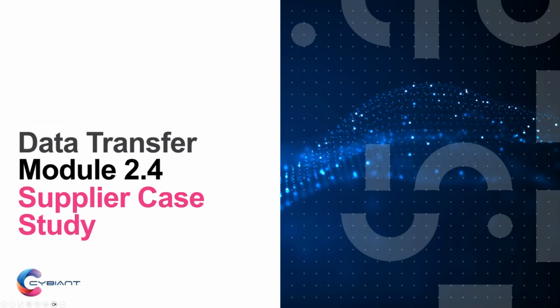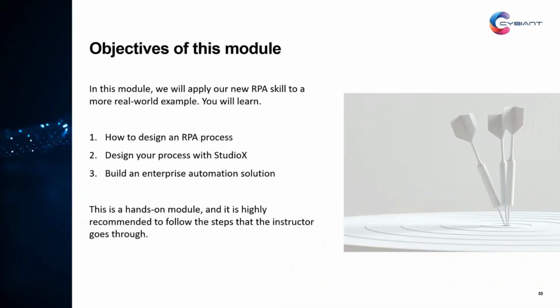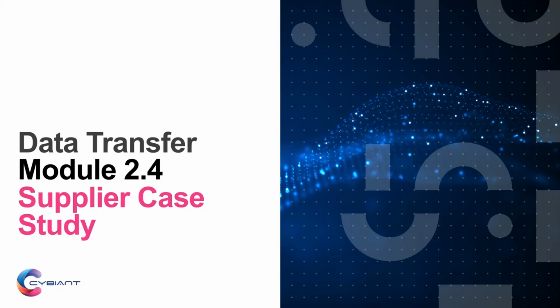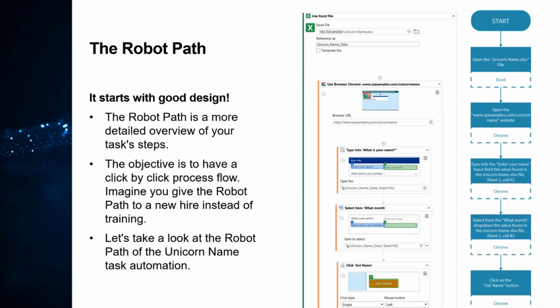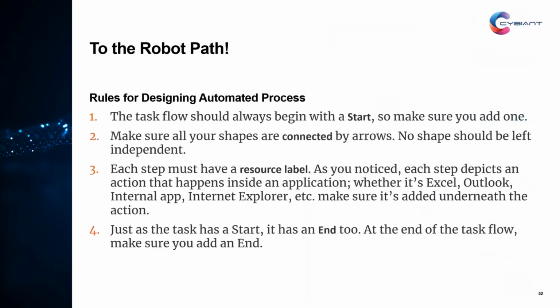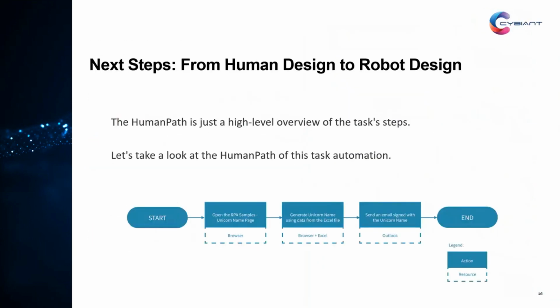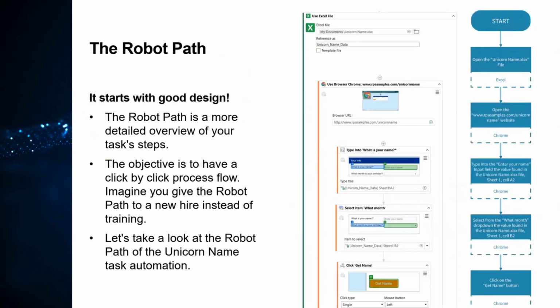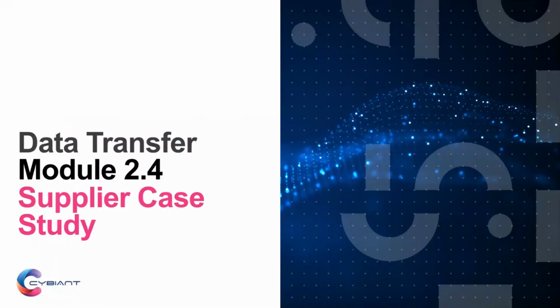And then of course, in this part, you need to key in your name and select your button and so on. So you can see how it's different from the robot path, which is more common, in more detail than the human design part. So this is something for you as a reference as well.